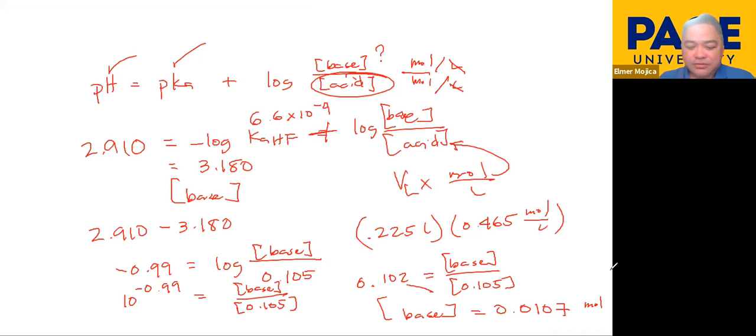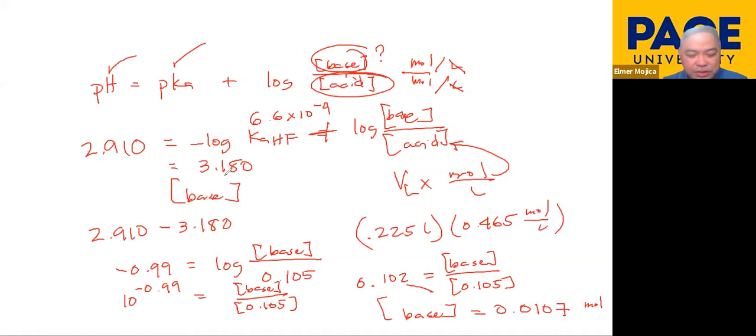Then you can double check that to make sure it's the right one. So you're going to plug in this number here, whatever number that you get here, which is 0.105, and then see if you get 2.910 when you add that. Or did I make a mistake somewhere here? I might have made some mistakes here.